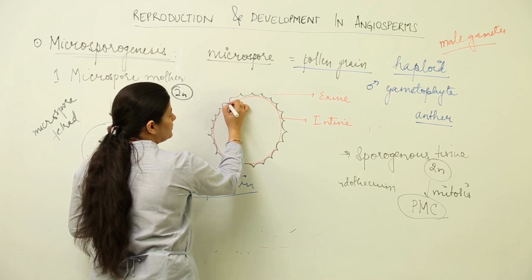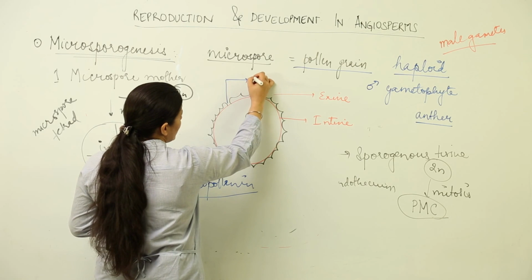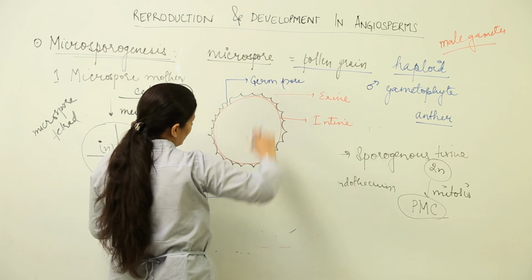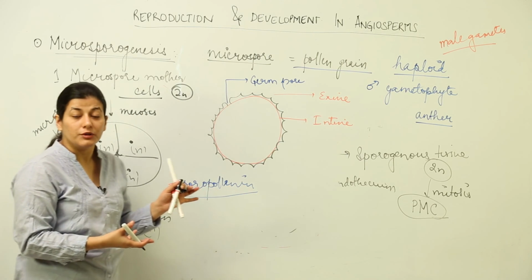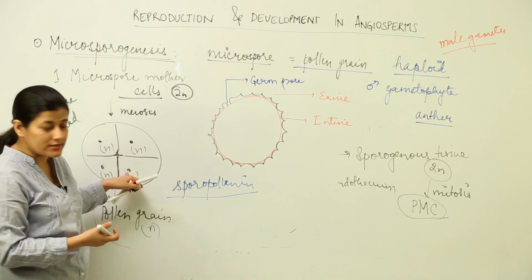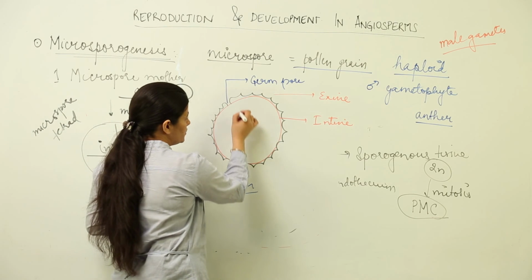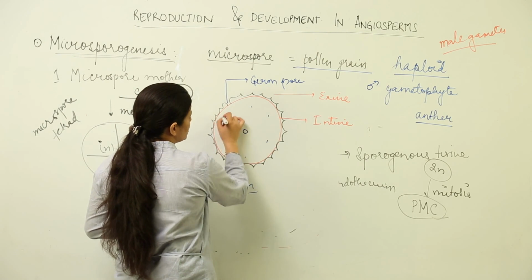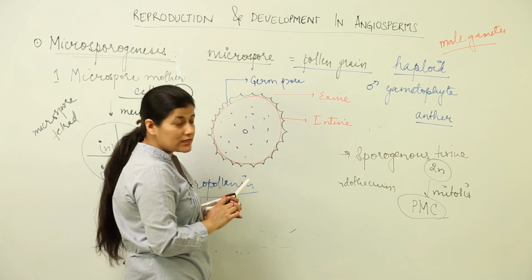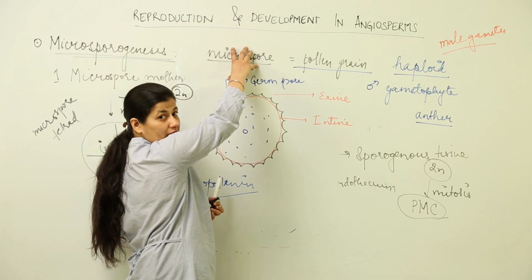Now, the sporopollenin is absent at one point and that is known as germ pore. This is the external composition of a pollen grain. What lies inside? A haploid nucleus was present inside. Of course, it is going to have a lot of nutritious material inside it. So, this is what a pollen grain is all about. This is the microspore that we had to achieve.